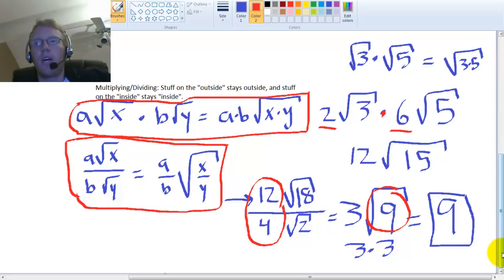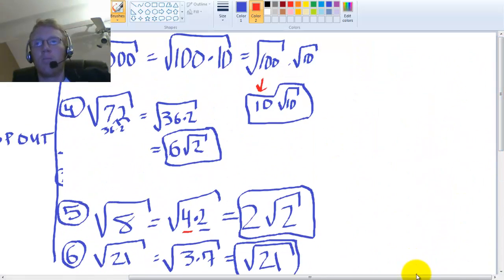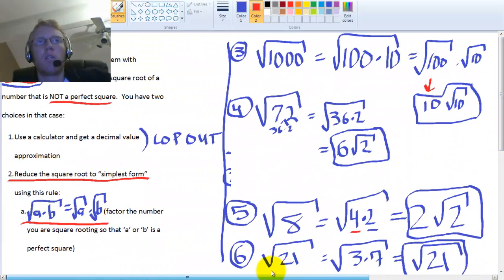You've also learned how to simplify square roots. So you can simplify square roots by factoring the inside into a product of two numbers, and the idea is that one of those numbers is a perfect square. So take some number, factor this one number into a product of two numbers, so that one of these two numbers is a perfect square.